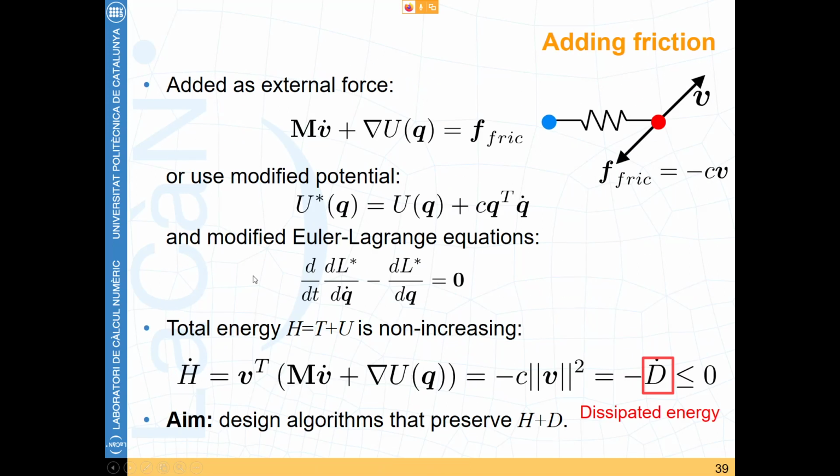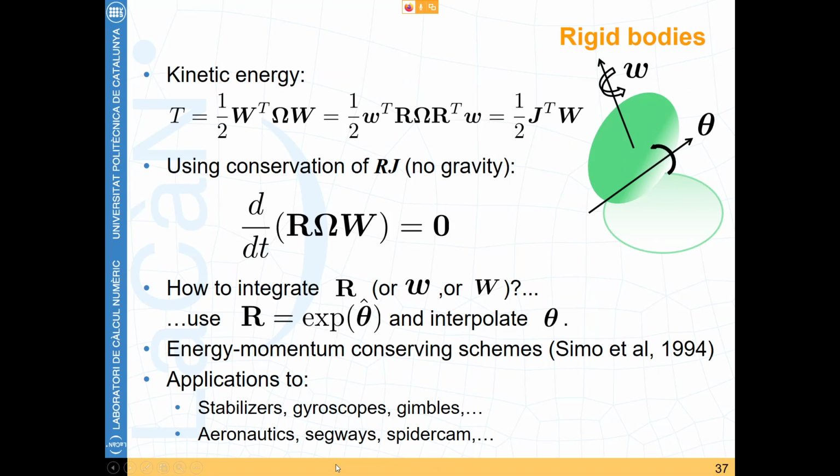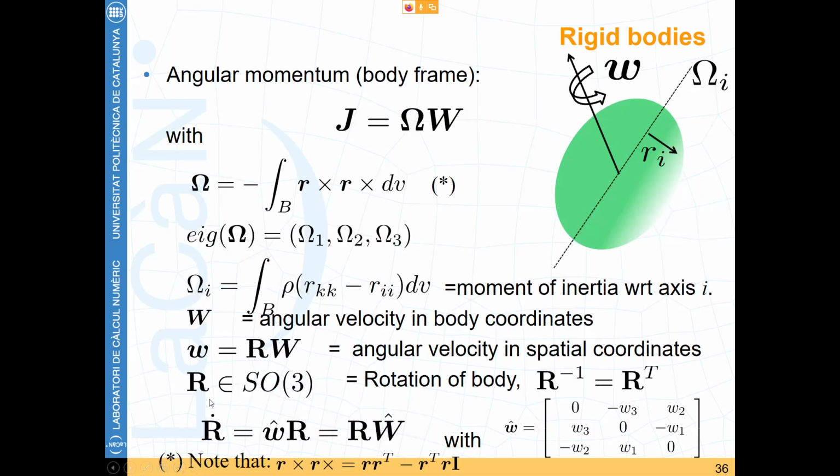Then we also have the same angular velocity, how it's rotating, but rotated, because now we want to express this W in the space frame, where the body is really located. Then we have some properties of this rotation matrix. These are SO3, orthogonal matrices, so the inverse is equal to the transpose of the matrix.